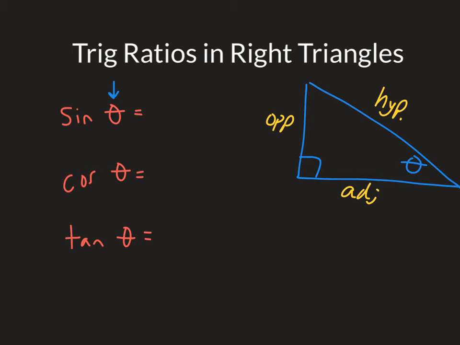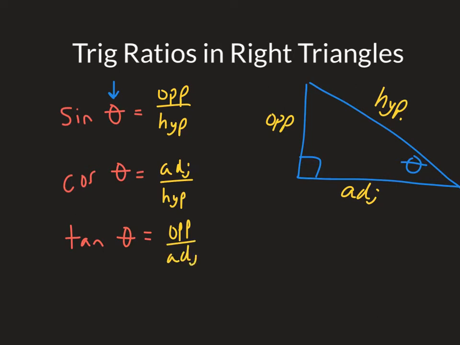Basically the way this works is that the sine, the cosine, and the tangent are each going to be a ratio, like we studied in the last chapter, just like a fraction, of two of these sides. Sine will always be the opposite side length over the hypotenuse. Cosine will always be the adjacent side length over the hypotenuse. And tangent will always be the opposite over the adjacent.